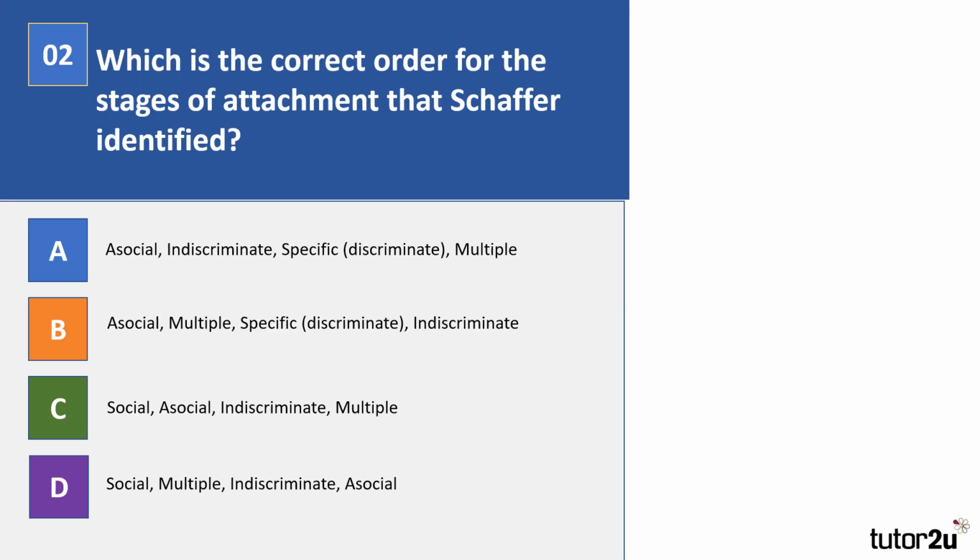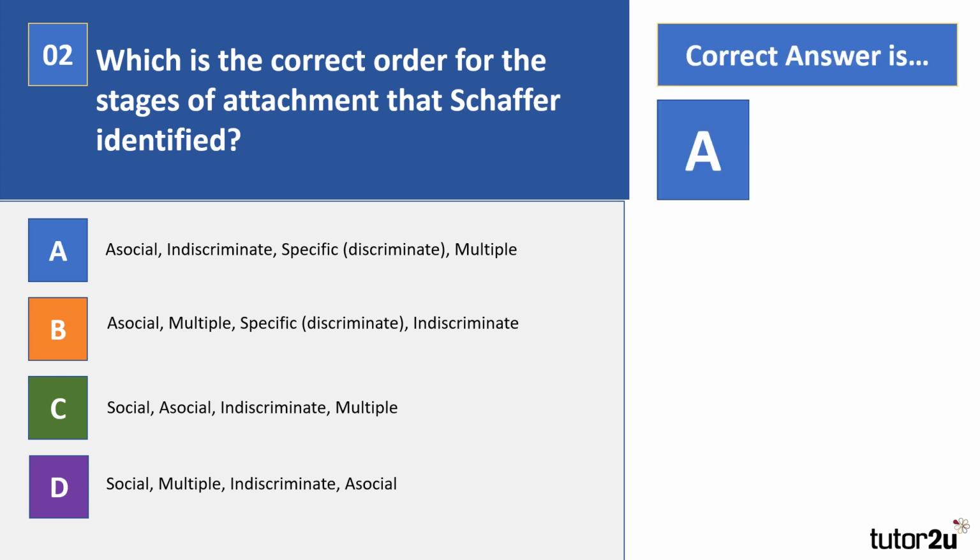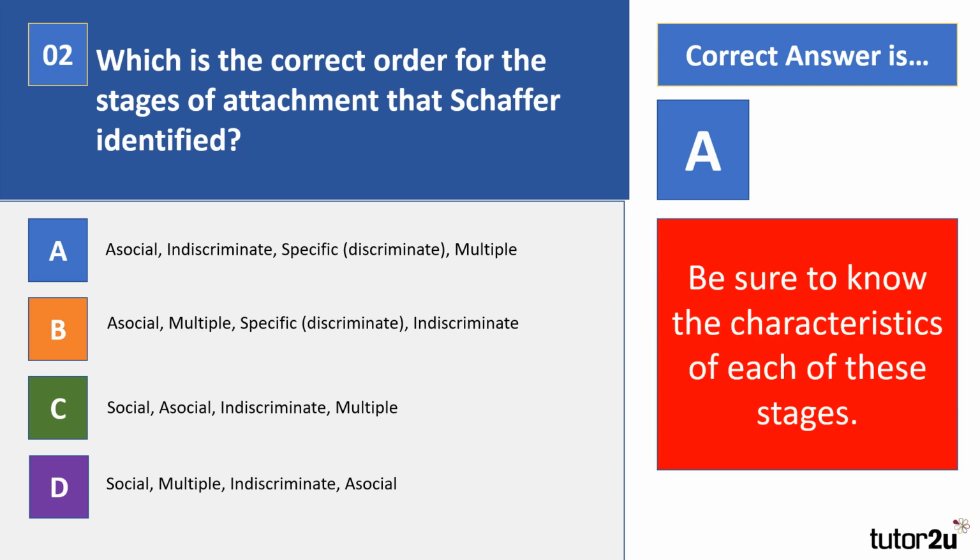Next question. Which is the correct order for the stages of attachment that Schaffer identified? A, asocial, indiscriminate, specific or multiple. B, asocial, multiple, specific, indiscriminate. C, social, asocial, indiscriminate, multiple. And finally D, social, multiple, indiscriminate and asocial. So pause the video. The correct answer here is A, so well done if you selected A.